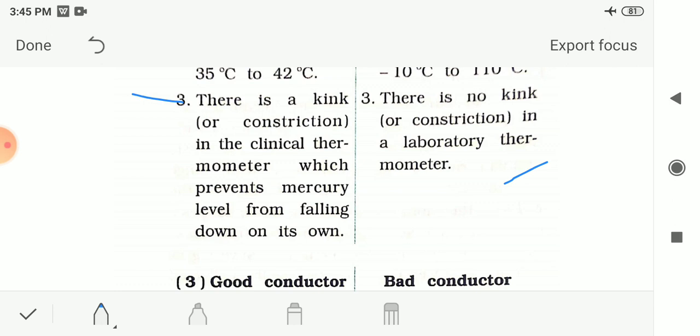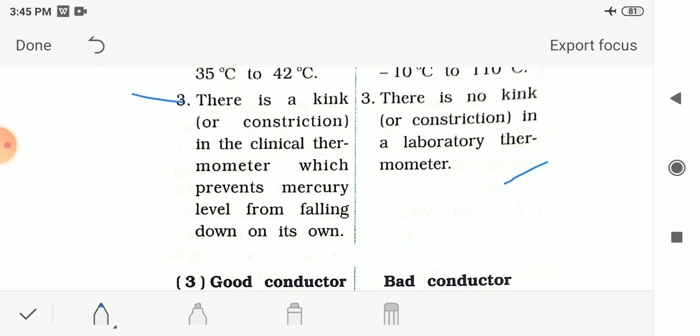And we use the laboratory thermometer while it is in contact with the object. At that time only we are measuring the temperature, so there is no need for this kink-like structure. There is no requirement of this kink-like structure, so there is no kink in the laboratory thermometer. So this is the difference between the clinical thermometer and the laboratory thermometer.